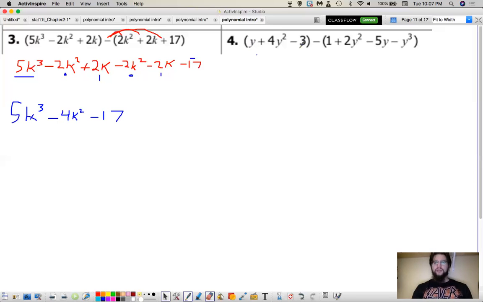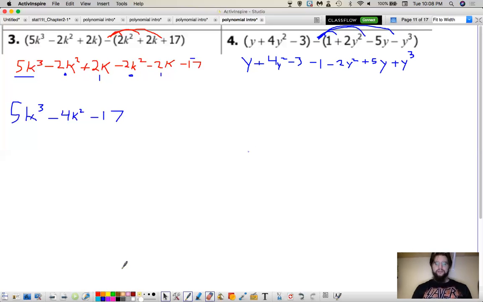Again, these parentheses don't mean anything really. This negative needs to be distributed. Whether you do it in your head or on a step is up to you. Unless you're extremely fluent, I would suggest actually writing it out. Y plus 4y squared minus 3. Negative and 1 is negative 1. Negative and 2y squared is negative 2y squared. Negative and negative 5y makes a positive 5y. We're multiplying here. Negative and negative y cubed makes a positive y cubed.